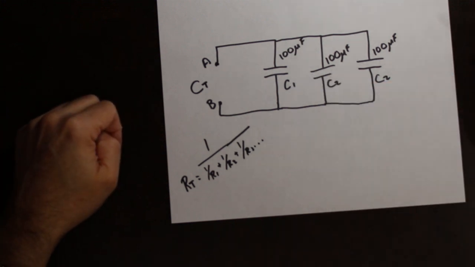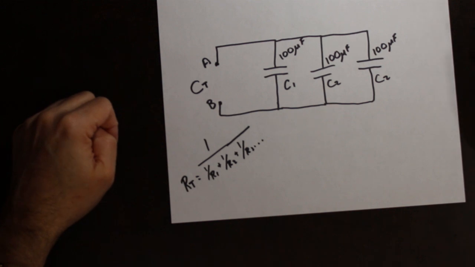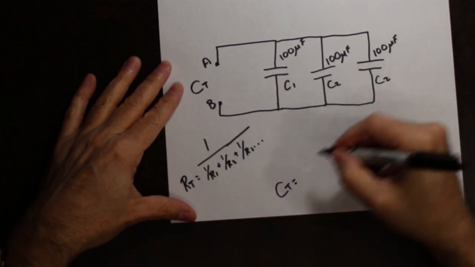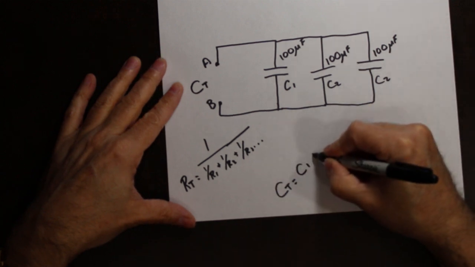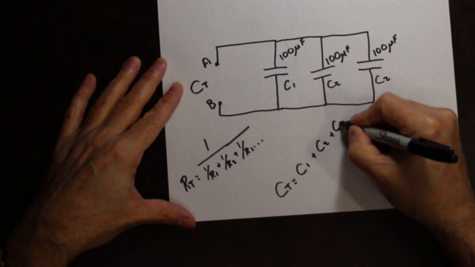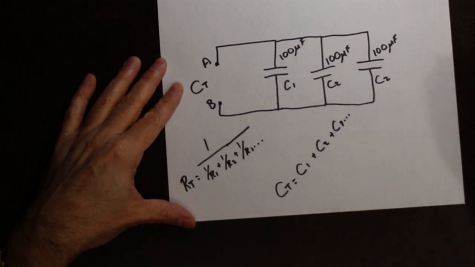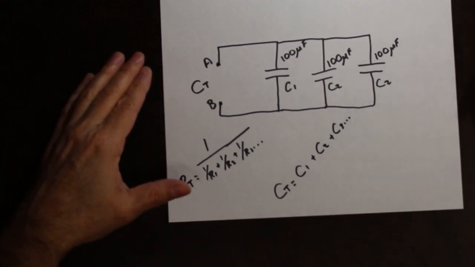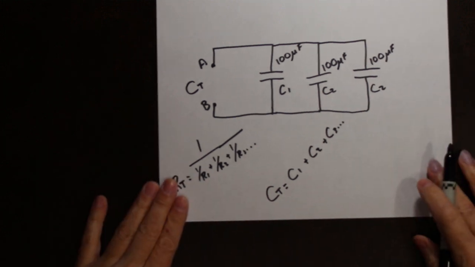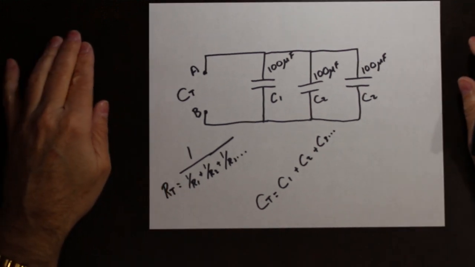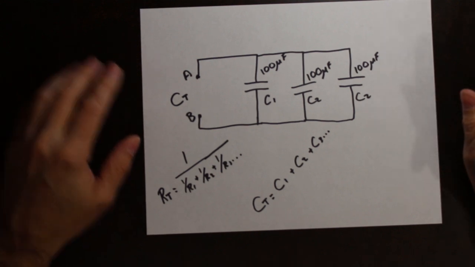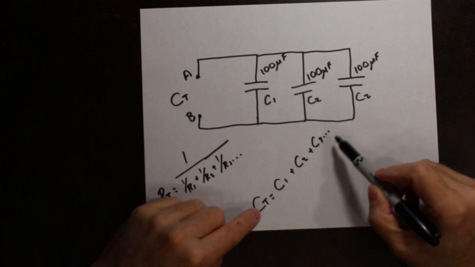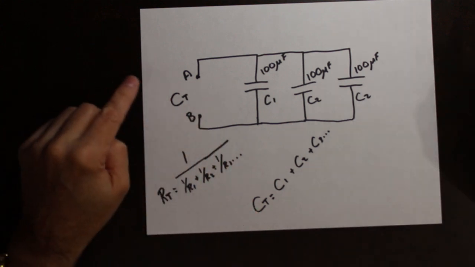In capacitors, that's not true. In capacitors, the total capacitance of a circuit is actually equal to C1 plus C2 plus C3, etc. So when in parallel, we add up the capacitance. Now, where have we seen this before? This is how we figure out total resistance of a series circuit. So we actually use the series resistive formula for parallel capacitors.